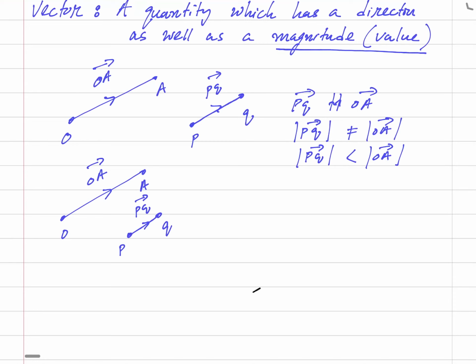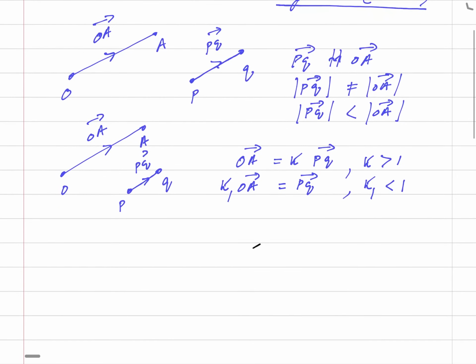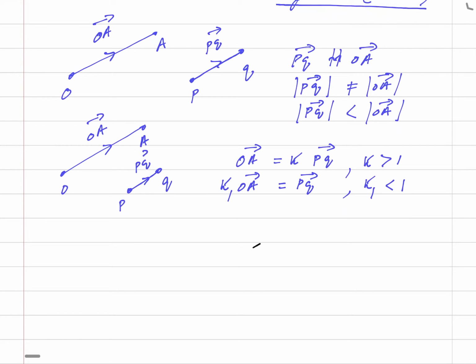So now by looking at this, you can write OA vector is equal to K times PQ vector. Now here K is greater than 1. Why? Because obviously PQ is less than OA. Now if you write OA and you put K1 over here is equal to PQ, then obviously K1 is less than 1. So we should be able to play with those numbers. Now this is how we work with parallel vectors.